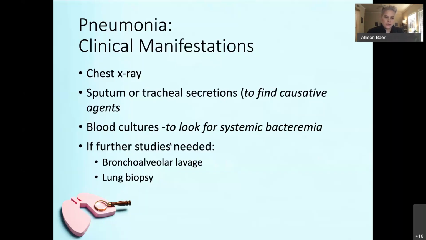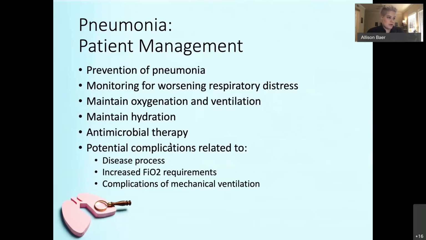Either because it's spread to their blood or vice versa. And then if you need to, you might need to do a bronch or a lung biopsy, but that's an extreme case. But for some of our hemonkers that are susceptible to everything, you might need something like that to really figure out what's causing it if all the normal things aren't working.